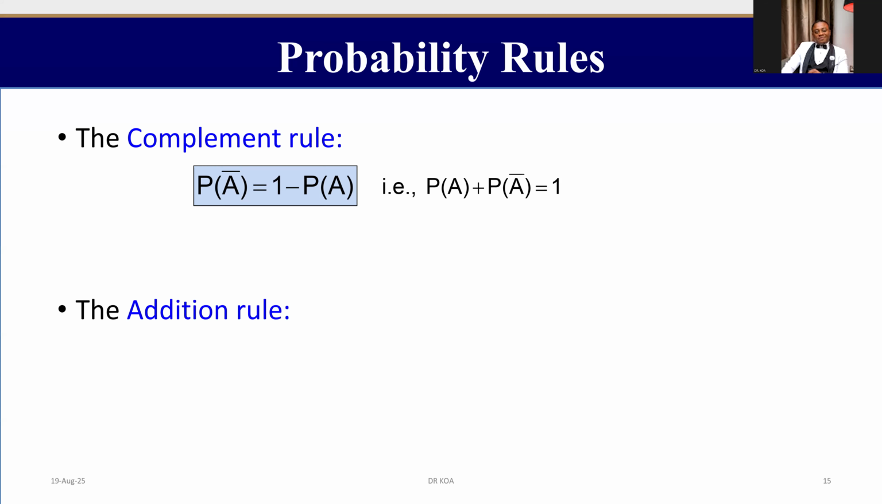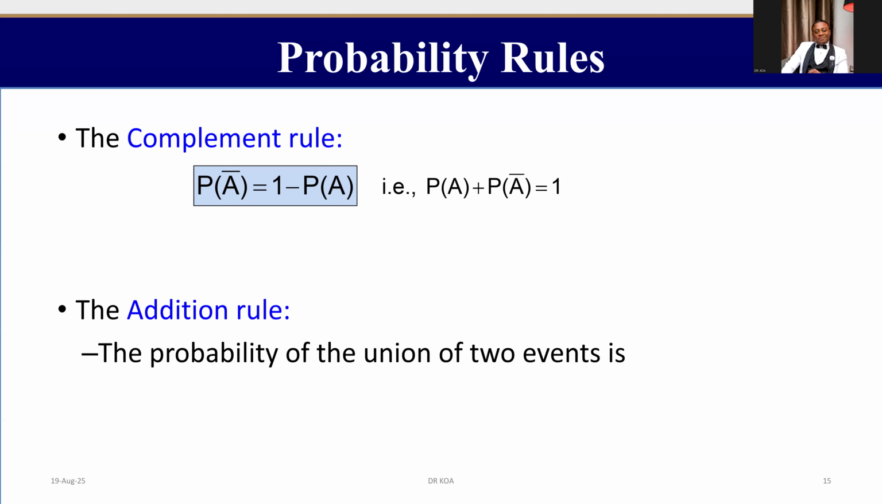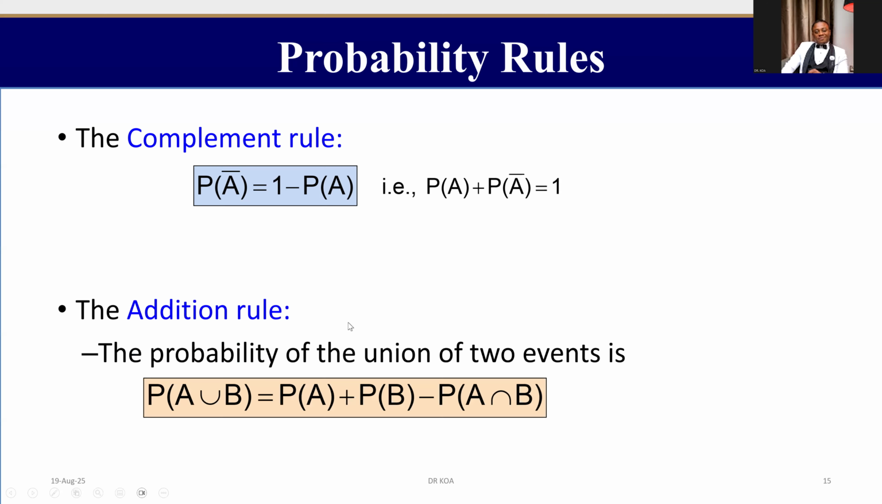Then the next one is the additive rule, sometimes called the addition rule. In the addition rule, the probability of the union of two events is the probability of event A plus the probability of event B minus the probability of their intersection. Guys, pay attention here. And the only way you can pay attention is by writing these rules.